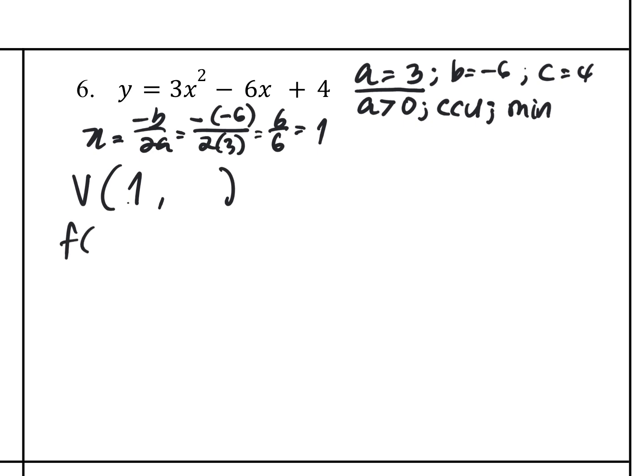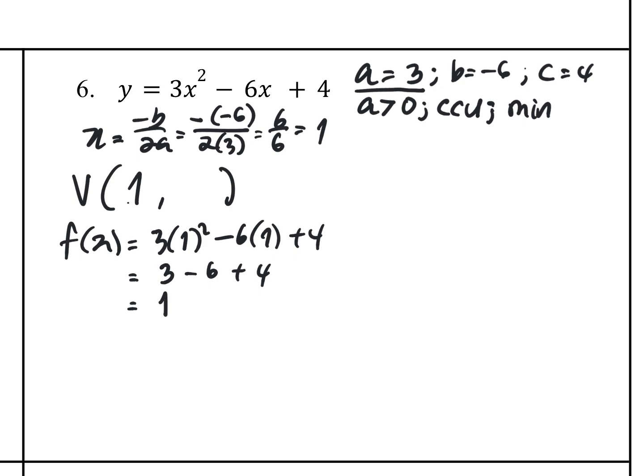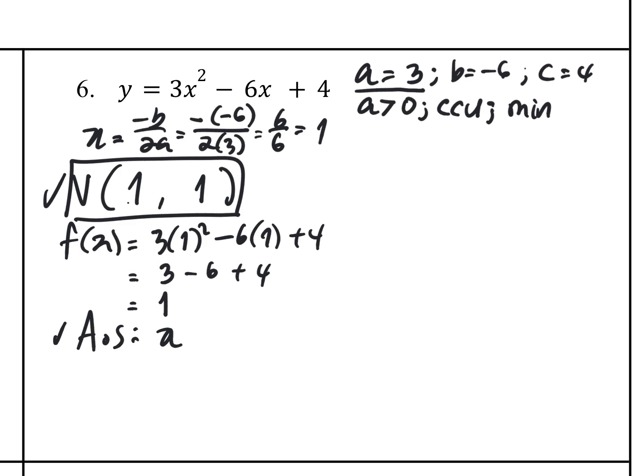Okay. Then let's find the y coordinate. Let's put it in the equation. It's going to be 3 times 1 squared minus 6 times 1 plus 4. Okay, this is just going to give you 3 minus 6 plus 4, and that is going to give you simply 1. So our vertex is located at (1, 1). What else? The axis of symmetry is going to be at x equal to 1.